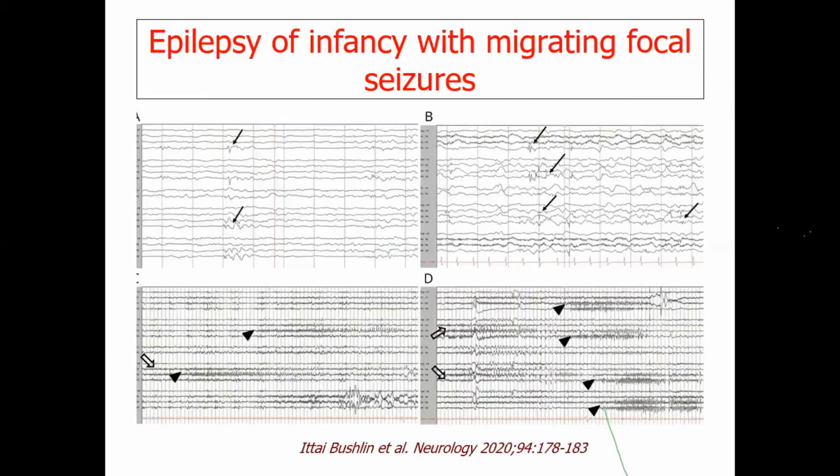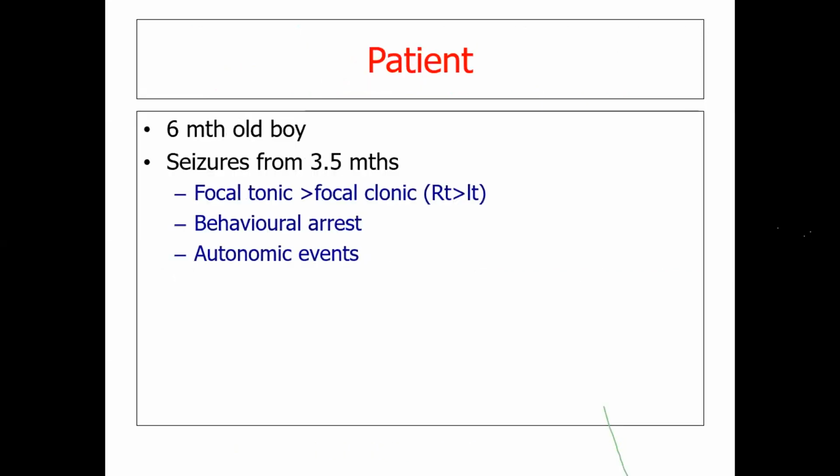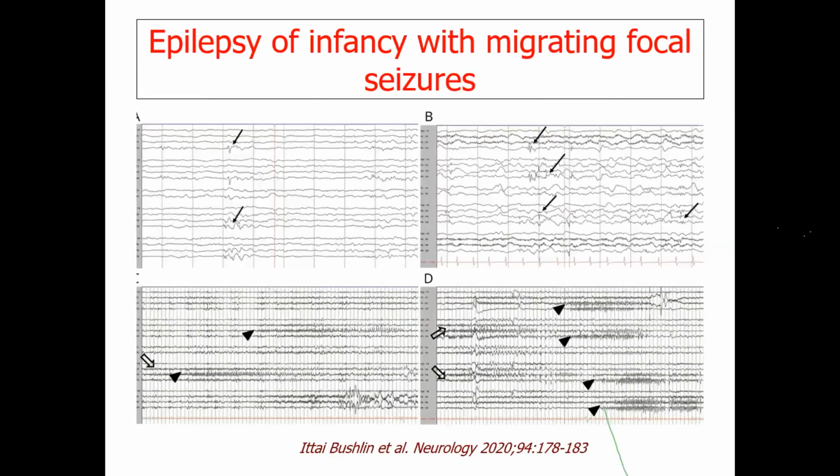This is a picture of a 6-month-old boy who had seizures from 3.5 months. You see the epileptiform discharges, which unfortunately are too small to be read here probably. They are varying, and here is an ictal event which is occurring.